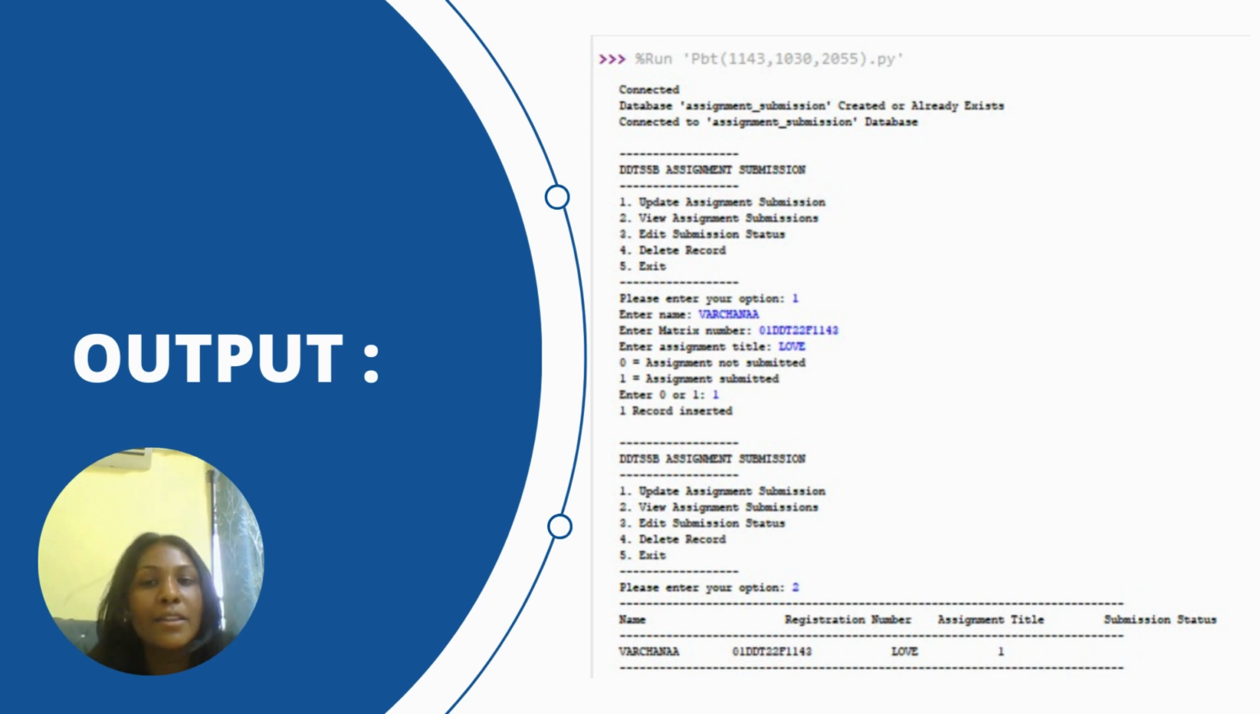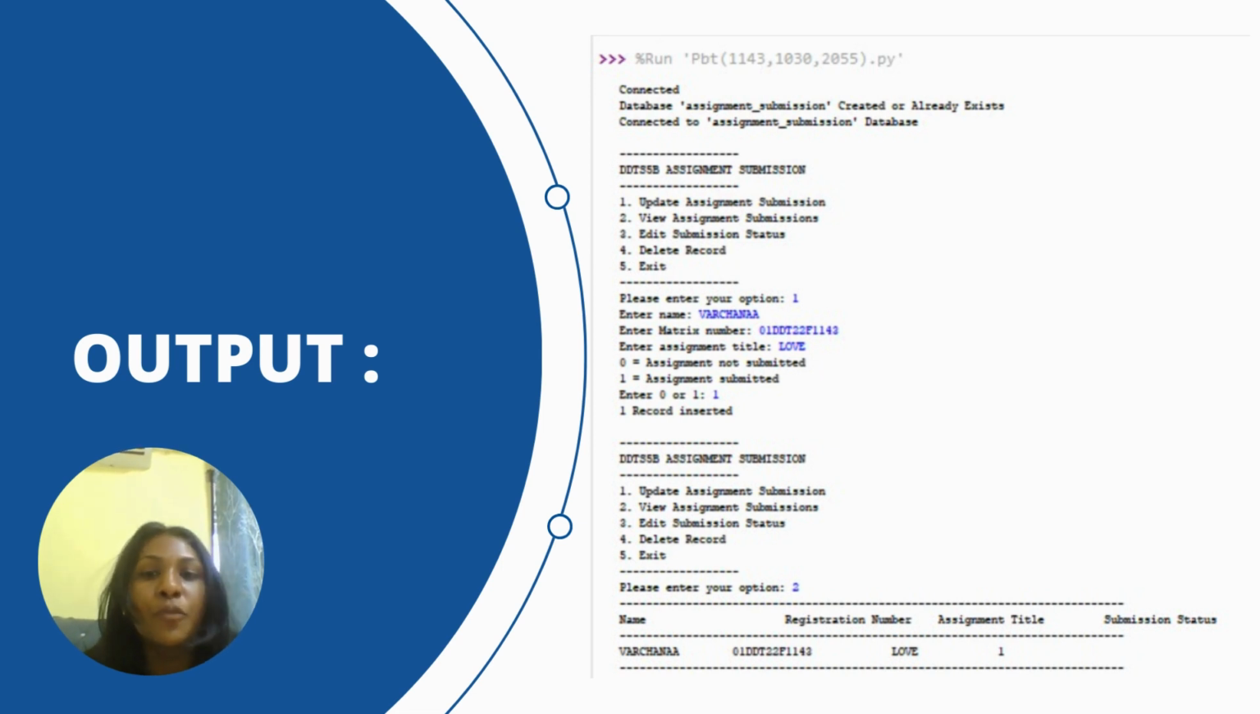If I run the coding, it will ask please enter your option. In this case, I put number one, which is update assignment submission. I have included the name, metric number, and then the title. After that, it will ask to enter 0 or 1. In this case I put 1, so it shows that one record is inserted.